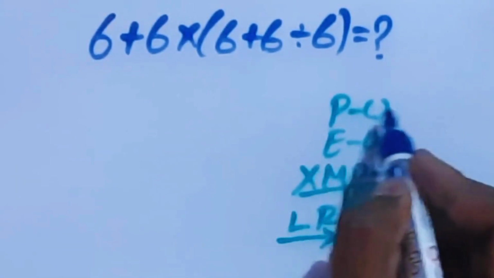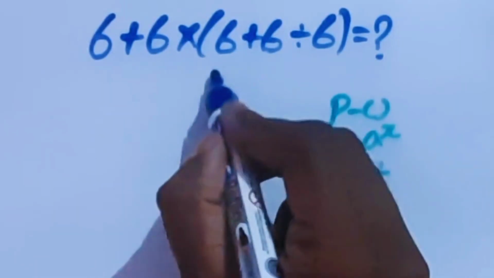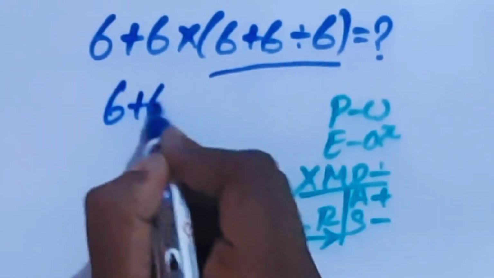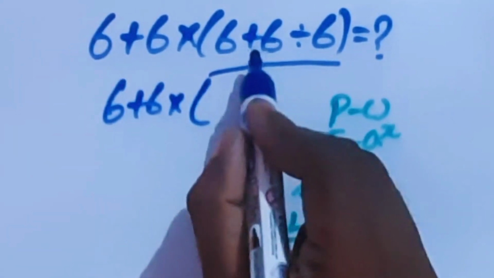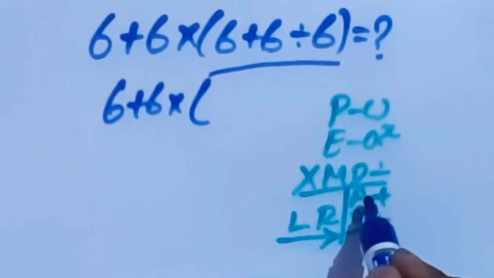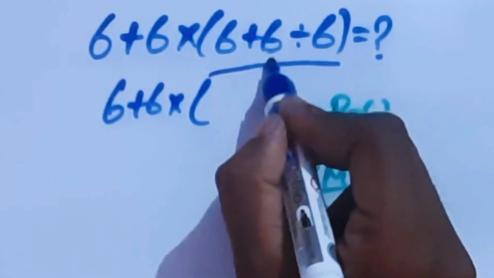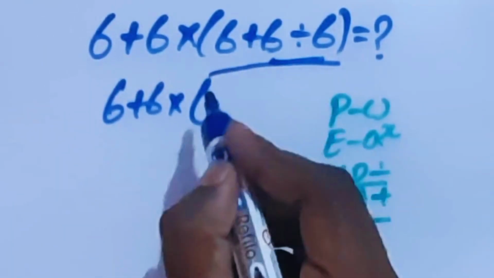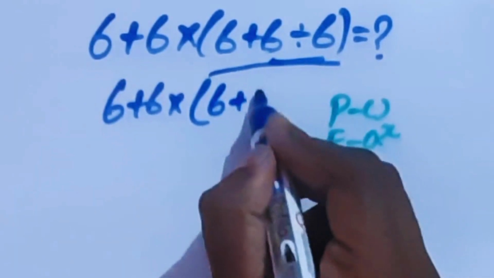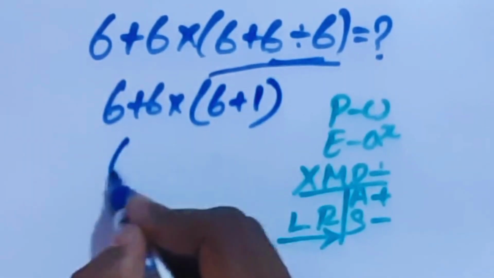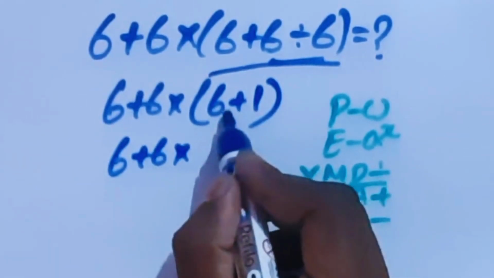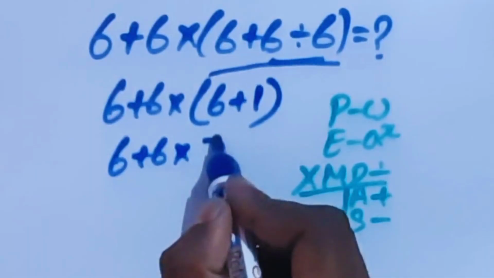Here, as per the order of operations PEMDAS, the bracket is higher priority, so we have to do this bracket before any other operation. Inside the bracket, we have two operations, one is addition and the other is division. Division is higher priority than addition, so we have to do this division before this addition. So 6 plus 6 divided by 6 is 1. Now 6 plus 6 times the bracket is 6 plus 1, which is 7.